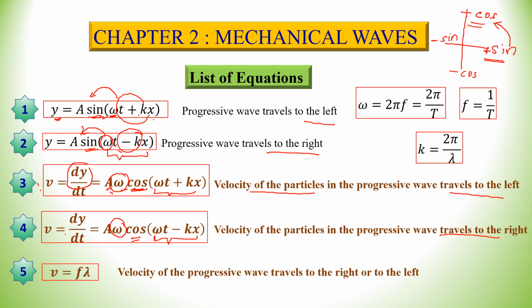To calculate velocity of the progressive wave. Just now we calculate velocity of the particle. Now I want to calculate the velocity of the progressive wave. So to calculate the velocity of the progressive wave, we use formula v equals to f lambda, which is travel to the right or to the left. So for the progressive wave velocity, we use equation v equals to f lambda.